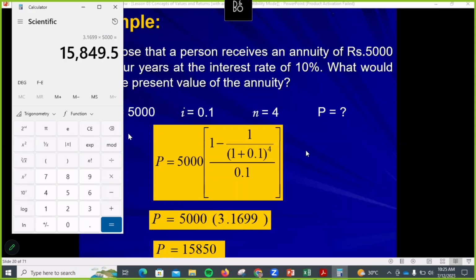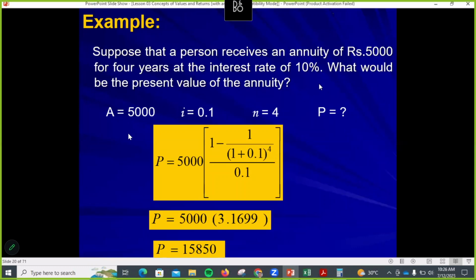rupees, not cents. Nearest rupee, 850. Rounding up. If you have this problem, you can round up, not round down. Don't write 15,849. That's the wrong answer.